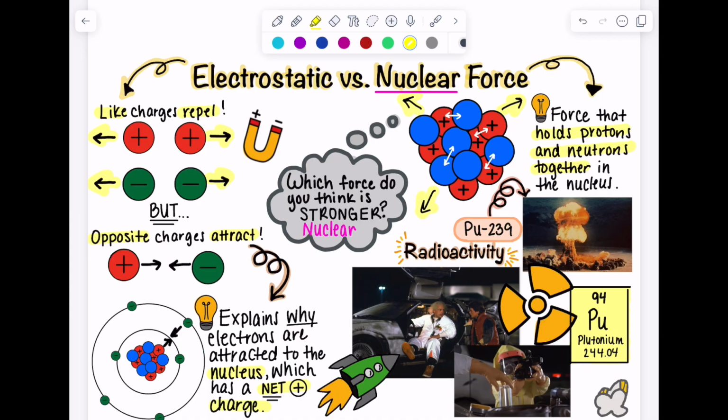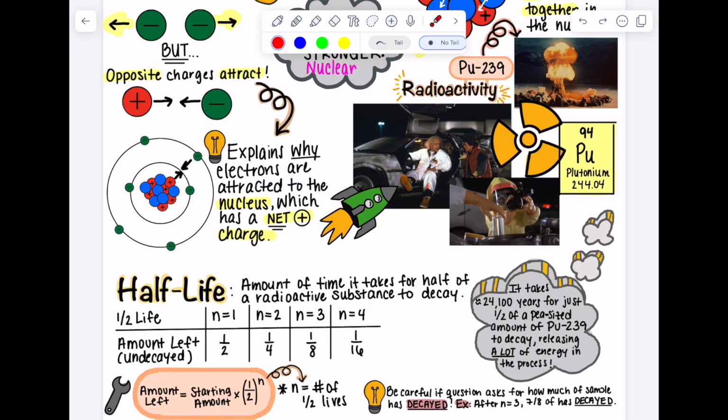Now, something to keep in mind is that not every atom does this, only the ones with unstable nuclei. These atoms are what we call radioisotopes. Now, all of this brings us to a really important concept that chemistry teachers love to test, and that's the idea of half-life. So, what is a half-life? A half-life is simply the amount of time it takes for half of a radioactive substance to decay. And decay is just a fancy way of saying break down.